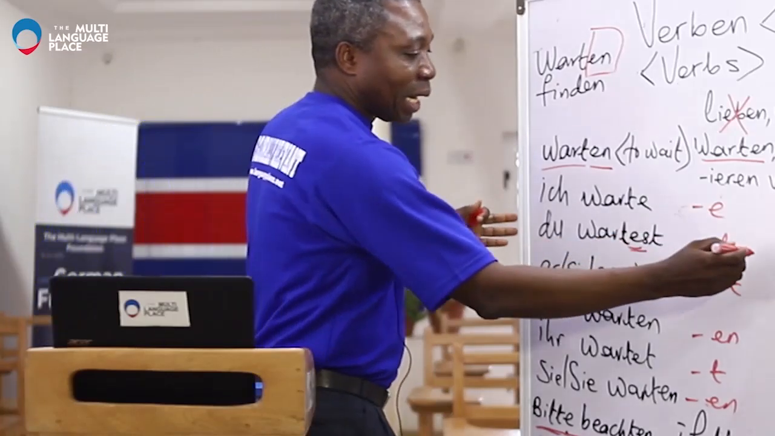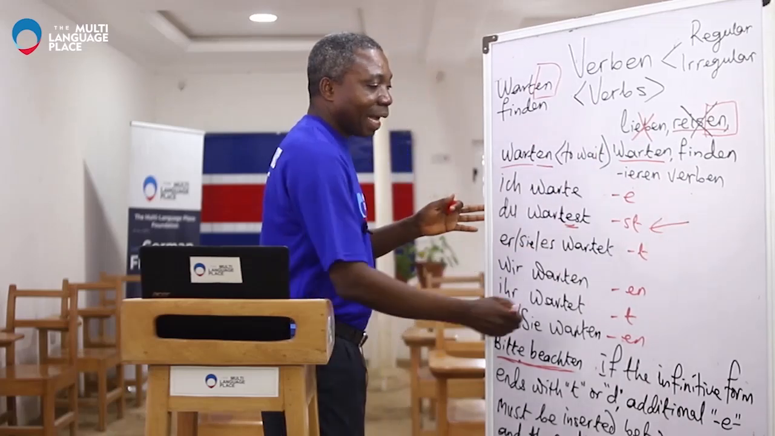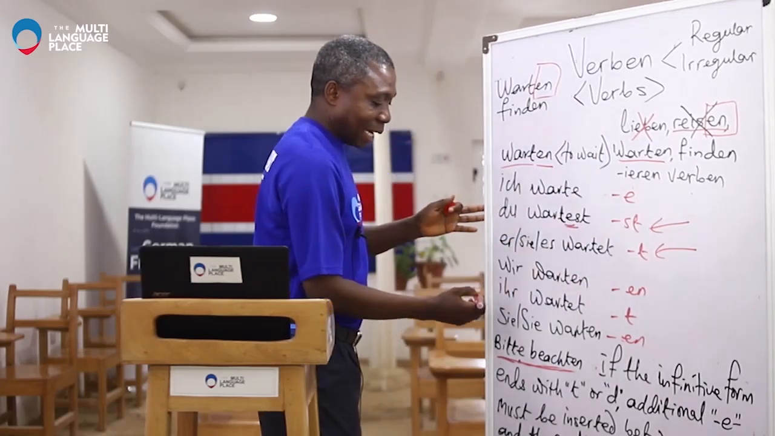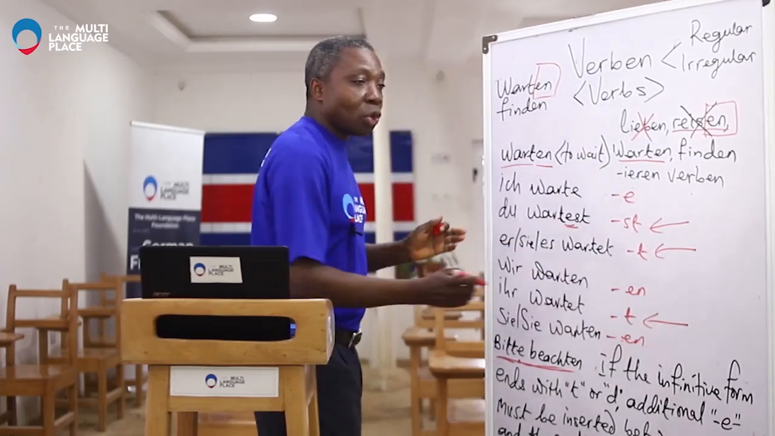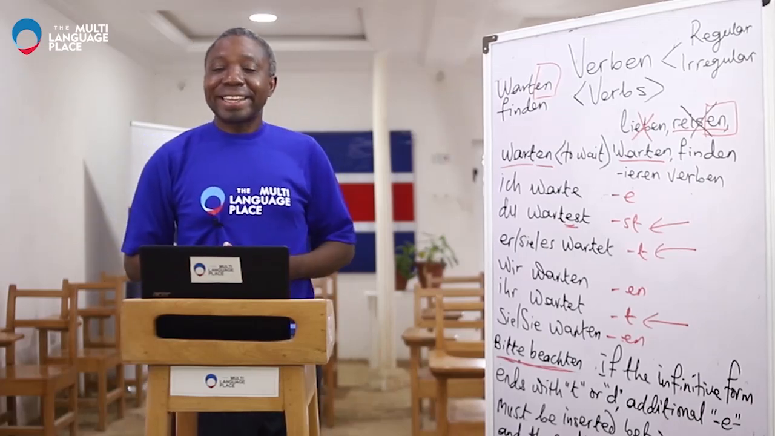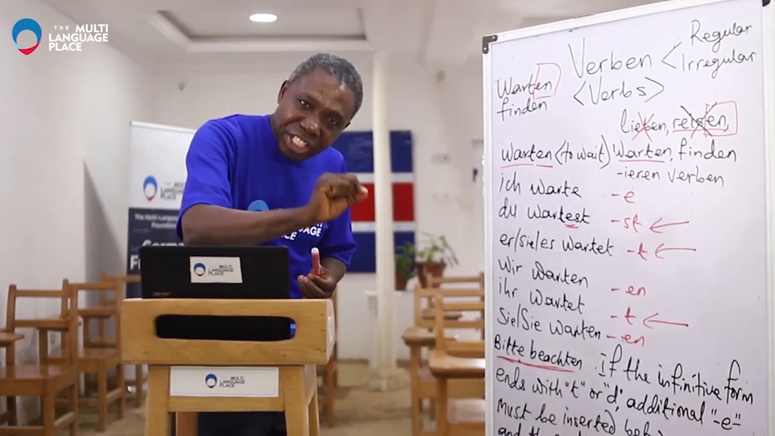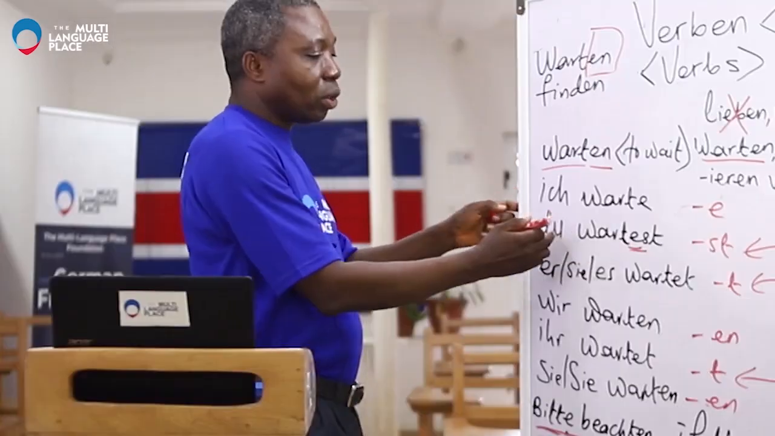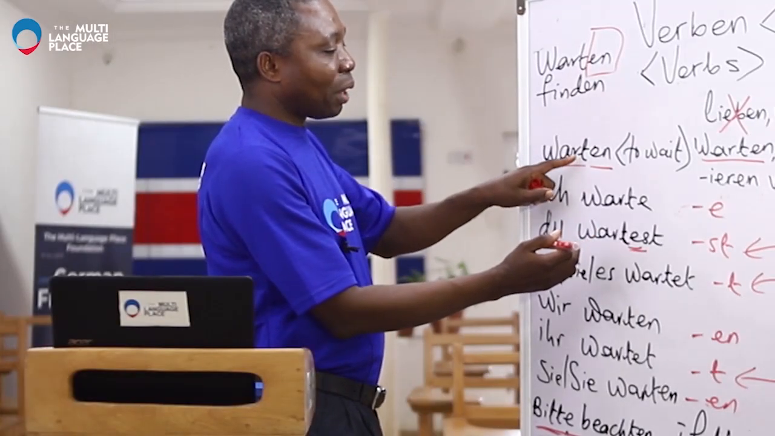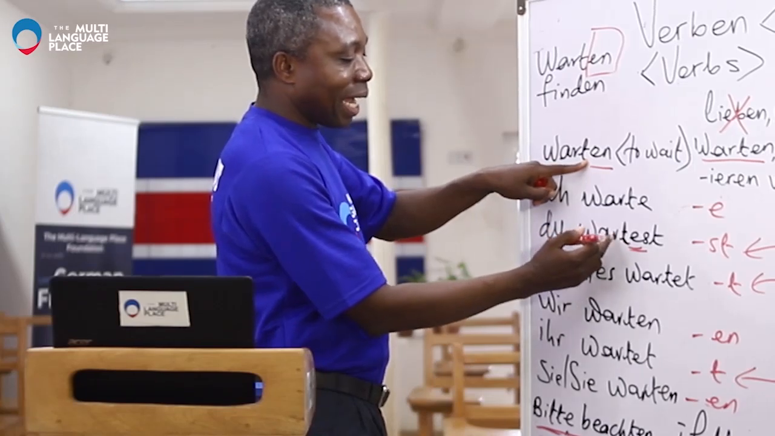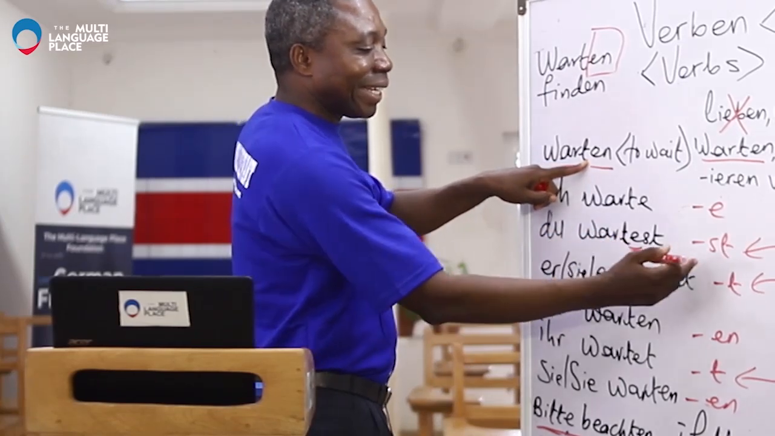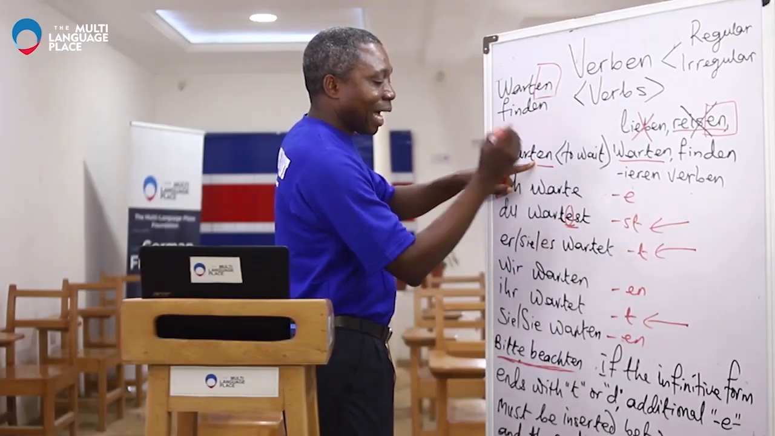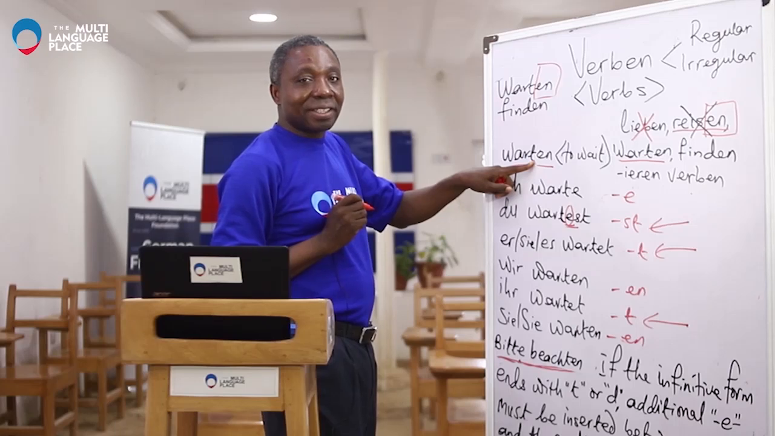Now, I put an arrow here, here, and here. Those three portions, that is where you need to put the additional e. And you're going to see it now. Here we have du, normally W-A-R-T, and then the ending is S-T. You see the additional E has been added.